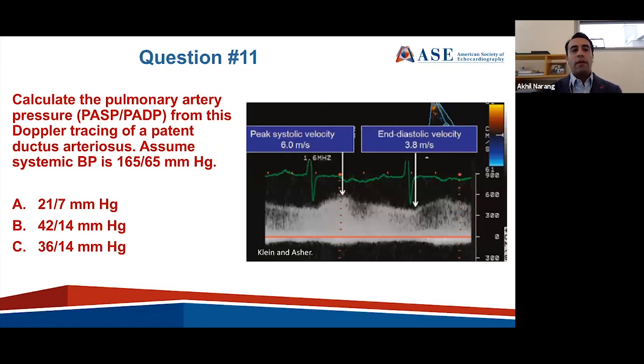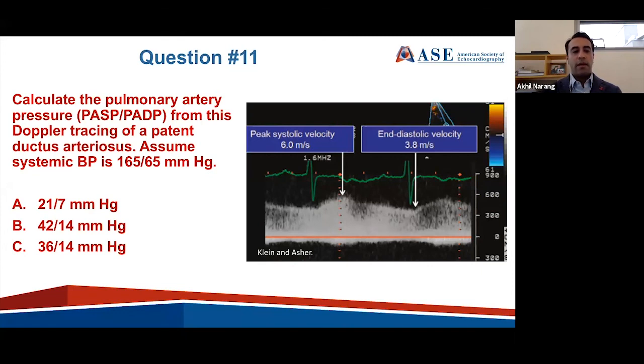Question number 11. Calculate the pulmonary artery pressure, the PASP, and the PA diastolic pressure from this Doppler tracing of a patient with patent ductus arteriosus. Assume systemic blood pressure is 165 over 65 millimeters of mercury. Here we're showing a Doppler signal that gives us a peak systolic velocity and an end diastolic velocity.